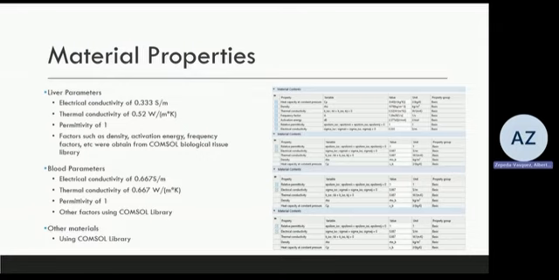As previously mentioned, the permittivity was assumed to be 1. Similarly for blood parameters, the electrical and thermal conductivity were chosen to be 0.667 Siemens per meter and 0.667 watts per meter Kelvin, respectively. And other factors were gathered from the COMSOL library. As can be noted, these values were typical for the respective materials and represent a moderate ability to transfer heat.